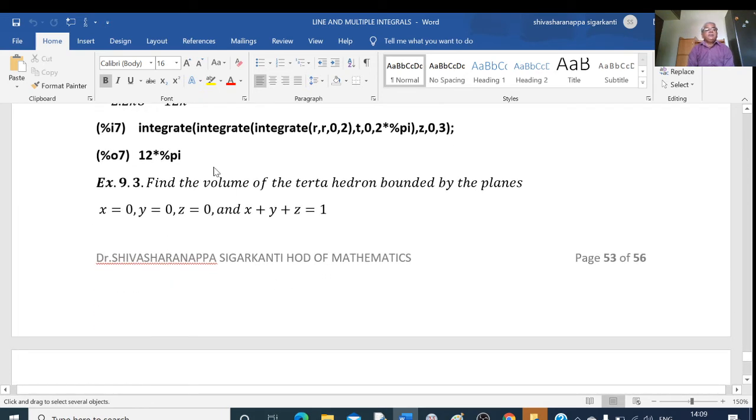Next, another example. Find the volume of the tetrahedron bounded by the planes x equal to 0, y equal to 0, z equal to 0 and x plus y plus z equal to 1. These are the four planes. This is the yz plane, this is the xz plane, this is the xy plane and this is another plane. This is the plane which makes x-intercept equal to 1, y-intercept equal to 1 and z-intercept equal to 1.